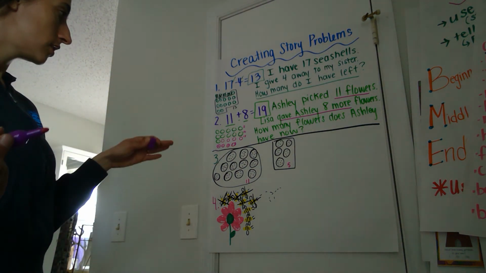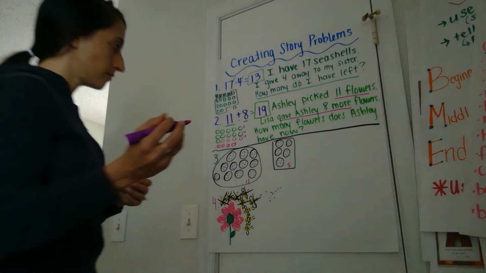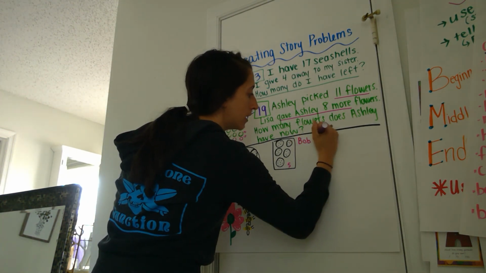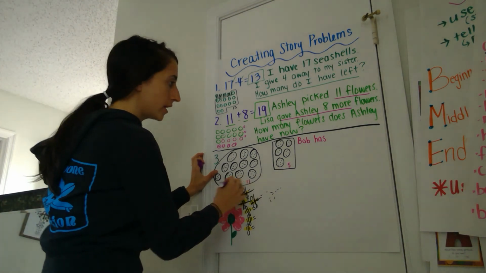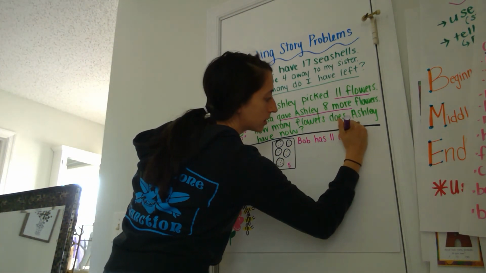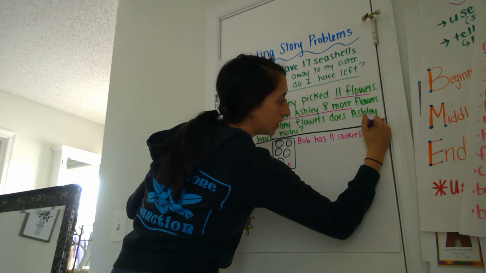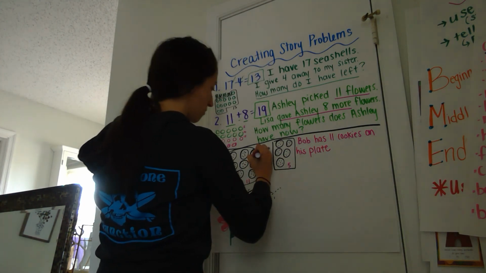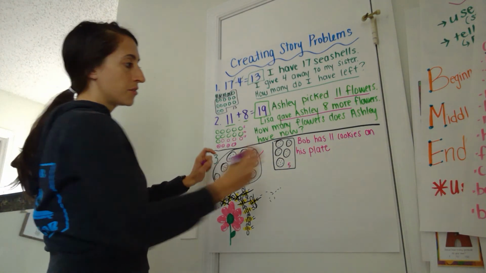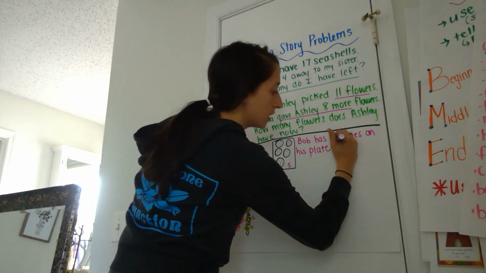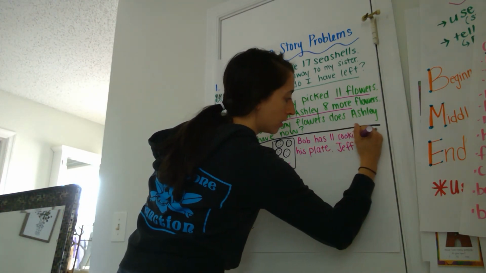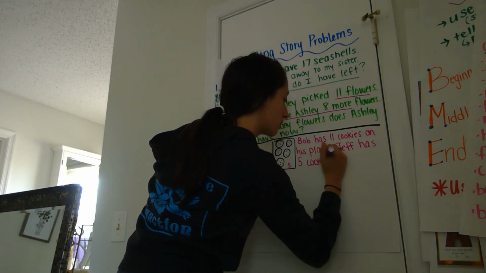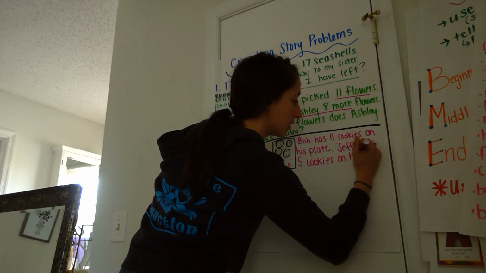So cookies, and we got 2 plates. So I could make up a person, Bob. Bob has, how many can Bob have? 11. Bob has 11 cookies on his plate. Okay, so I got one part. Now I need the other part, 5. And I'm gonna say Jeff has 5 cookies on his plate.